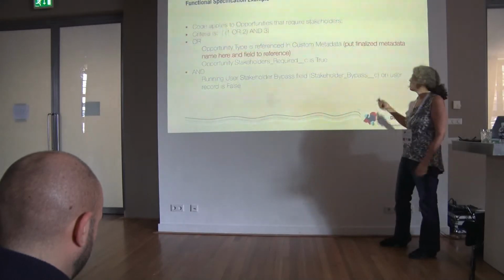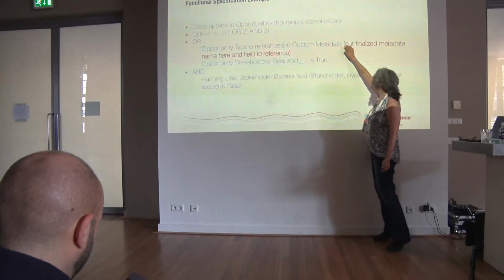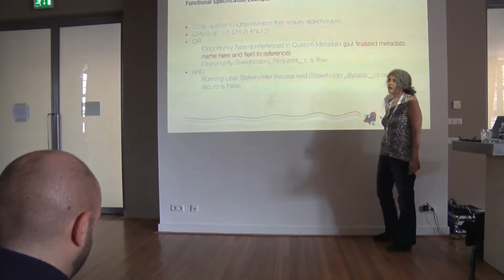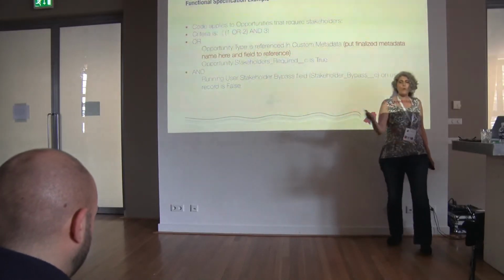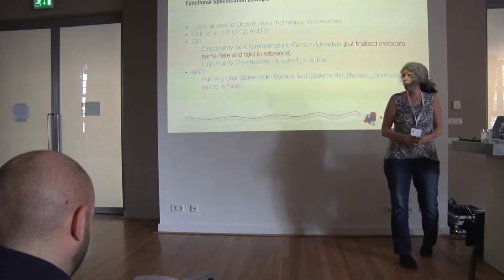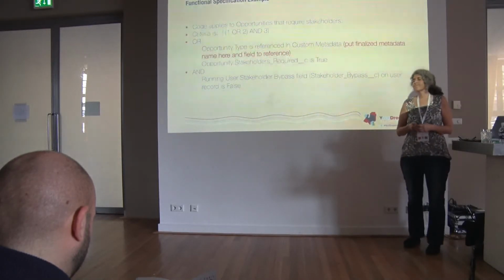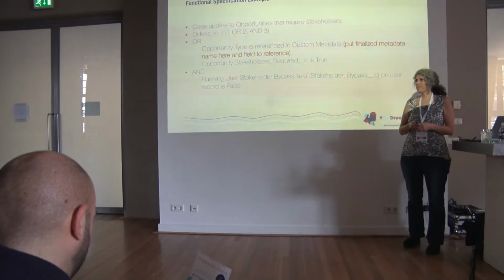I don't want a blank here. I want to say the opportunity type is referenced in the custom metadata, and then I'll put the name of the custom metadata, so that when we're a year later, and they're going, well, what is it doing? I'll go, well, look at this custom metadata. This is where it's configured. So you control it from that perspective, by giving as much as possible so that there's no discrepancy at a later point.